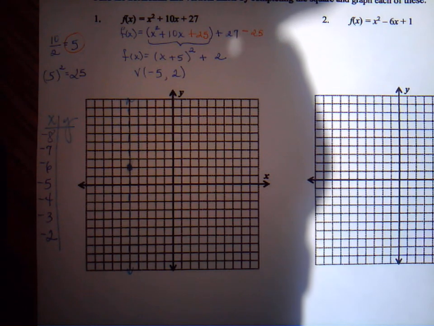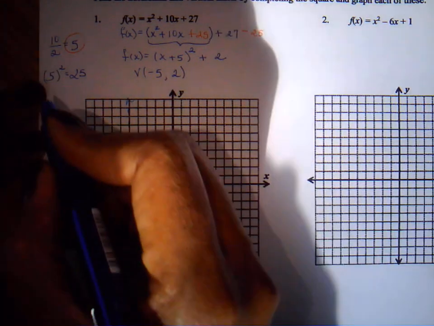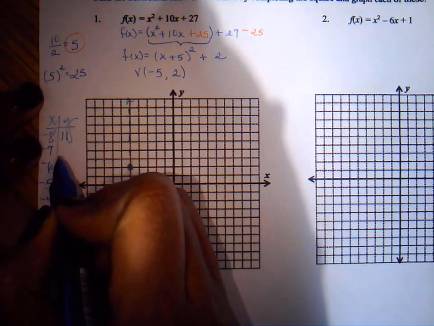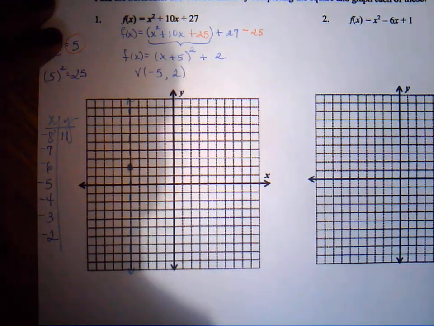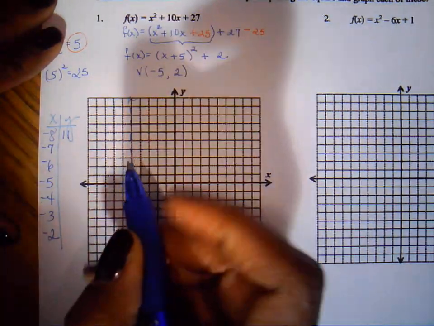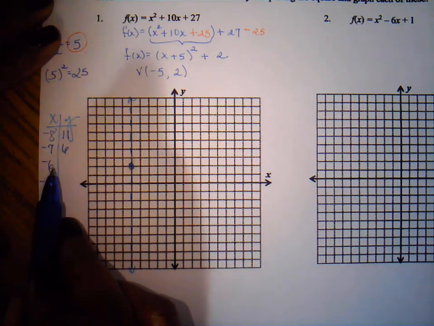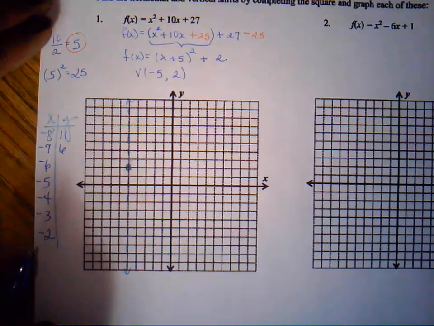Okay? So when you plugged in negative 8, what did you get? 11, cool. When you plugged in negative 7, what did you get? You plugged in -7, you got 6. All right. When you plugged in -6, what did you get?